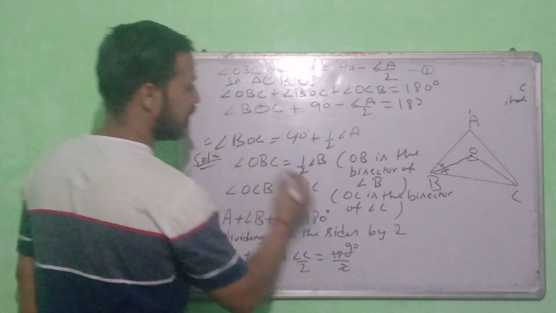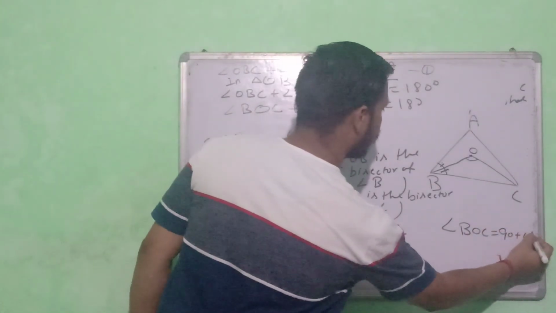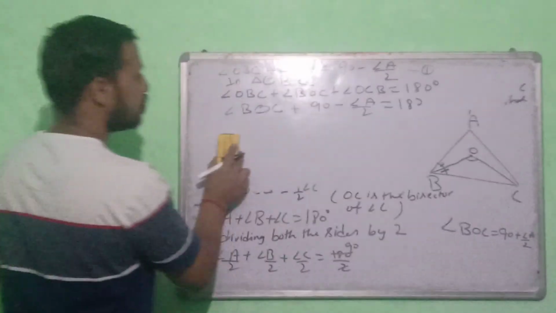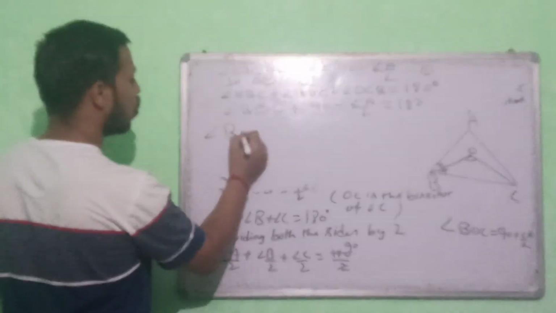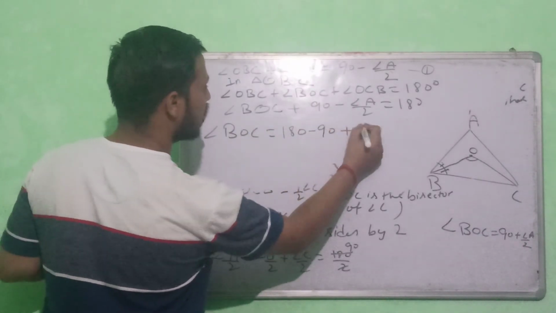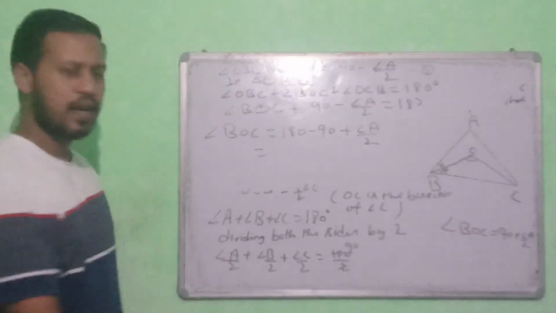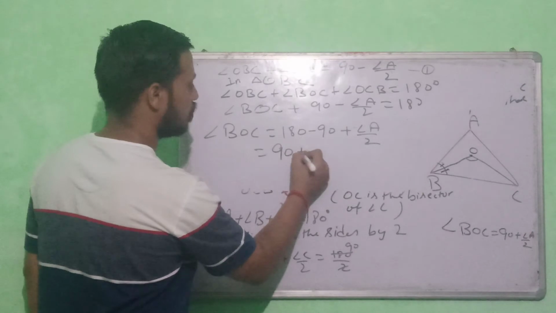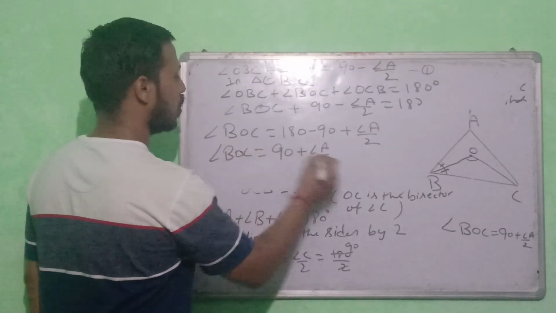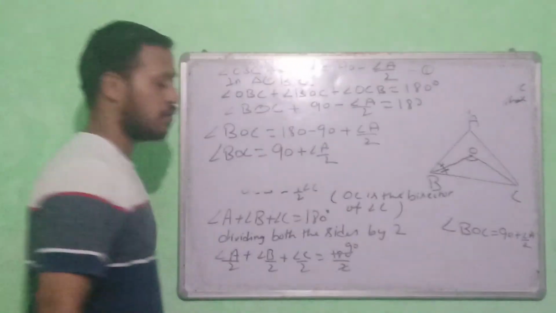What we have to prove, I will write here. This, angle BOC equals 90 plus half of angle A. Space is less. Now, angle BOC will shift here: 180 minus 90 plus angle A upon 2. This will be 180 minus 90, which is 90 plus angle A upon 2. Angle BOC equals 90 plus half of angle A. This is what we had to prove.